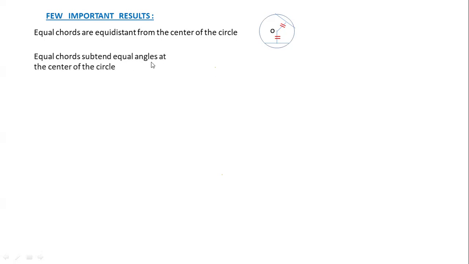Equal chords subtend equal angles at the center of the circle. Again, see the figure. The chords are equal, which means their lengths are the same. Now let's make central angles. This is the center of the circle. We'll join the endpoints of the chord to the center. Join the endpoints of this other chord again to the center. These are the two central angles. And these angles will be equal. Both will be theta.